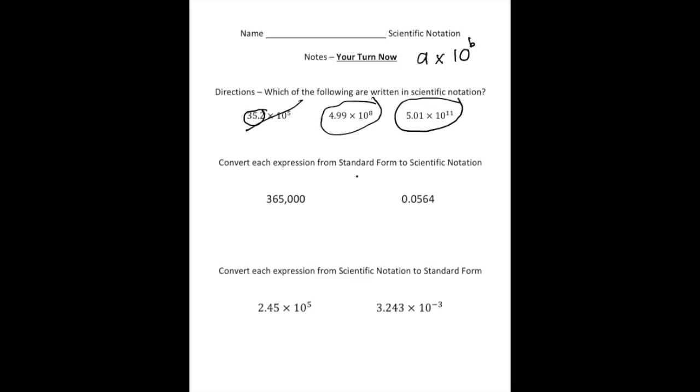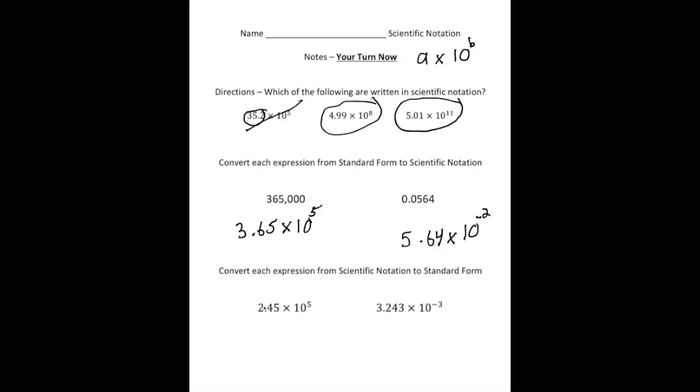All right, the next part, you had to convert each of the expressions into scientific notation. So this one should have been 3.65 times 10 to the 5th power. This one should have been 5.64 times 10 to the negative 2nd power. And then the last two problems, you had to convert the problems from scientific notation to standard form.